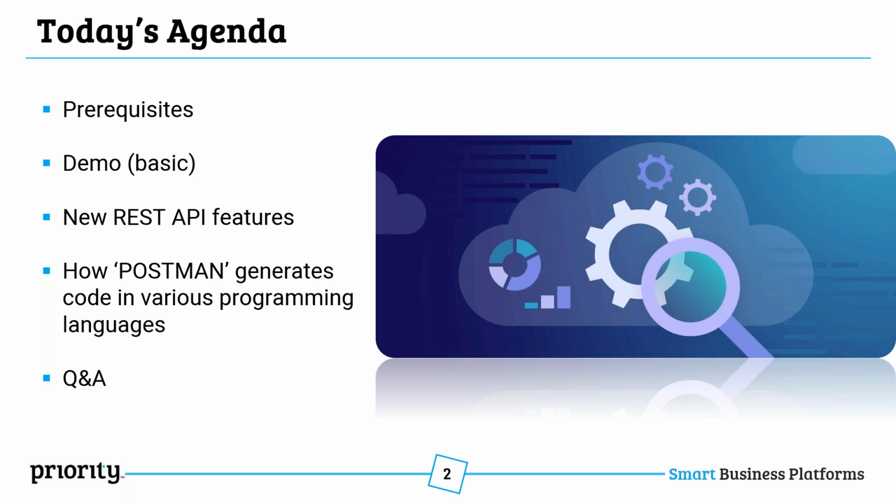prerequisites before you can work with the API. The main part of the webinar will be a demonstration with the different requests and demonstration for different types of operations you can do with the Priority REST API. We will see some new features.